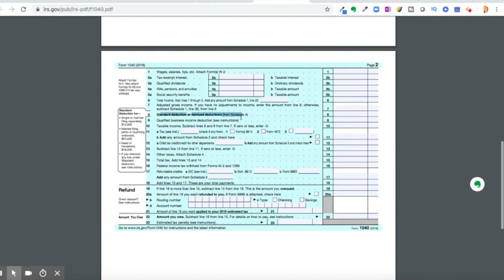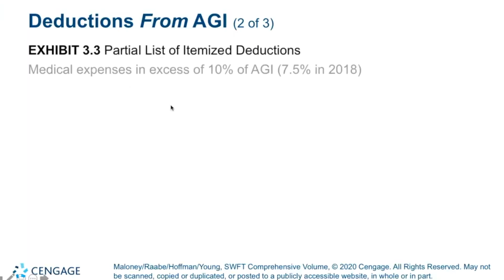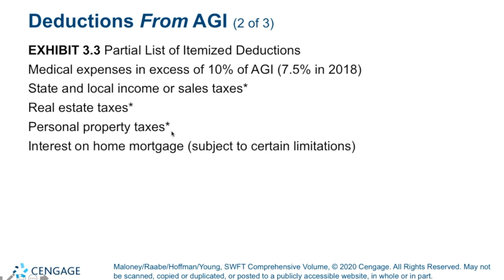So our standard deduction or itemized deductions, the itemized deductions are on Schedule A, and we're going to go back to our presentation here, and they include medical expenses that only exceed 10% of AGI, state and local income taxes or sales taxes. Unfortunately, these have been limited. Real estate taxes also now limited. Personal property taxes limited. None of these used to be limited before the 2017 changes.